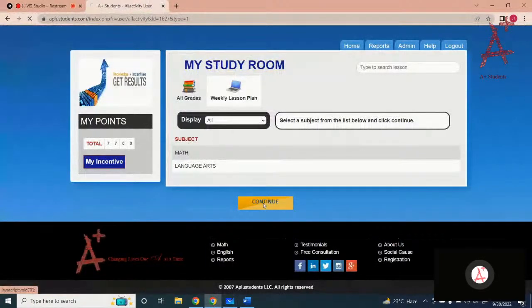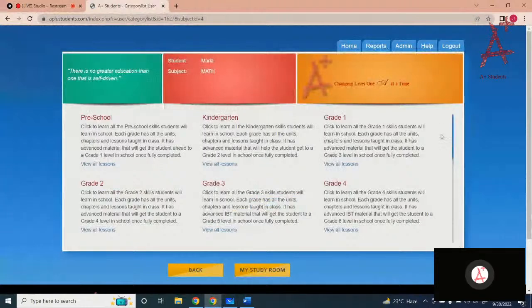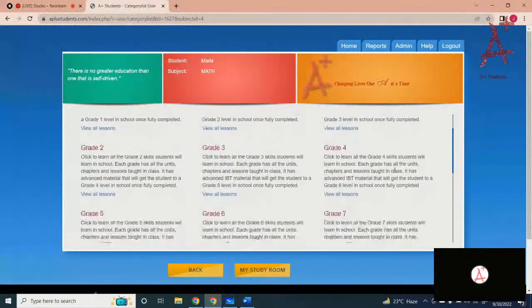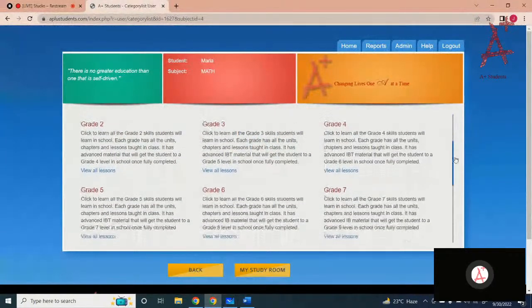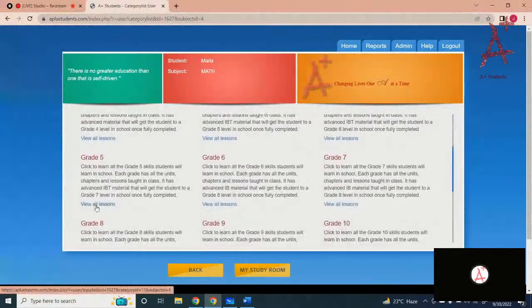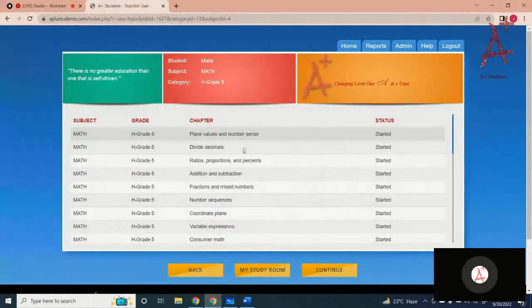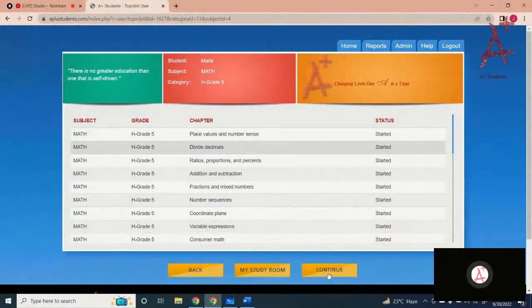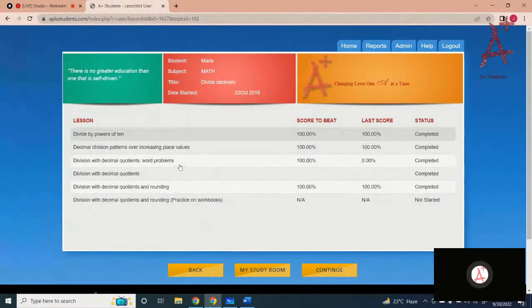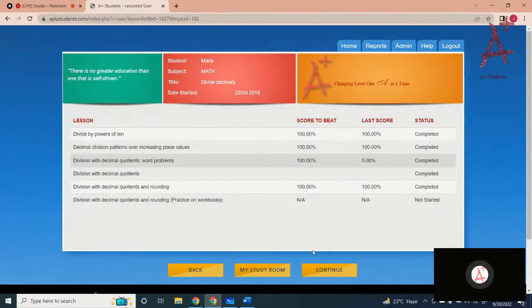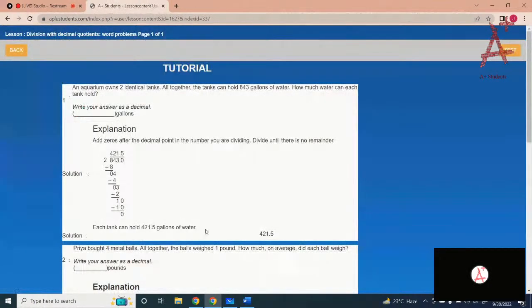Okay, so we are on the math, then click on the continue button, then scroll down to grade 5 maths, click on view all lessons, and we are on the second chapter, divide decimals. Click on the continue button. Then the topic we are going to start is divide with decimal quotients word problems. Got it? Okay, let's start with the example.